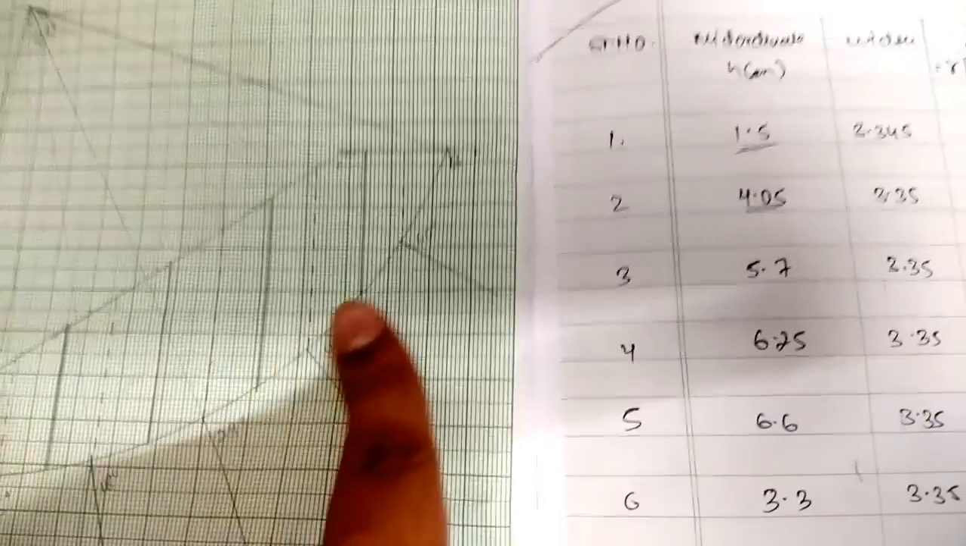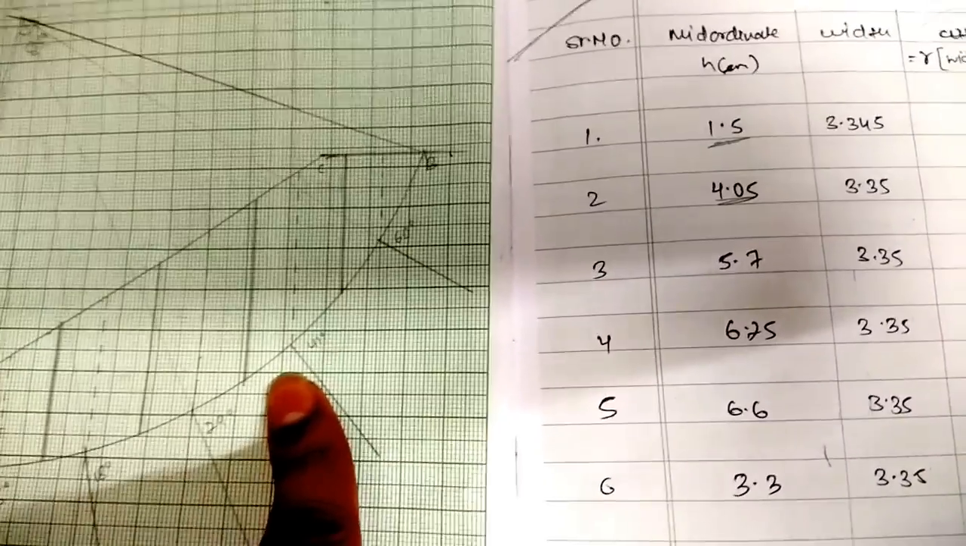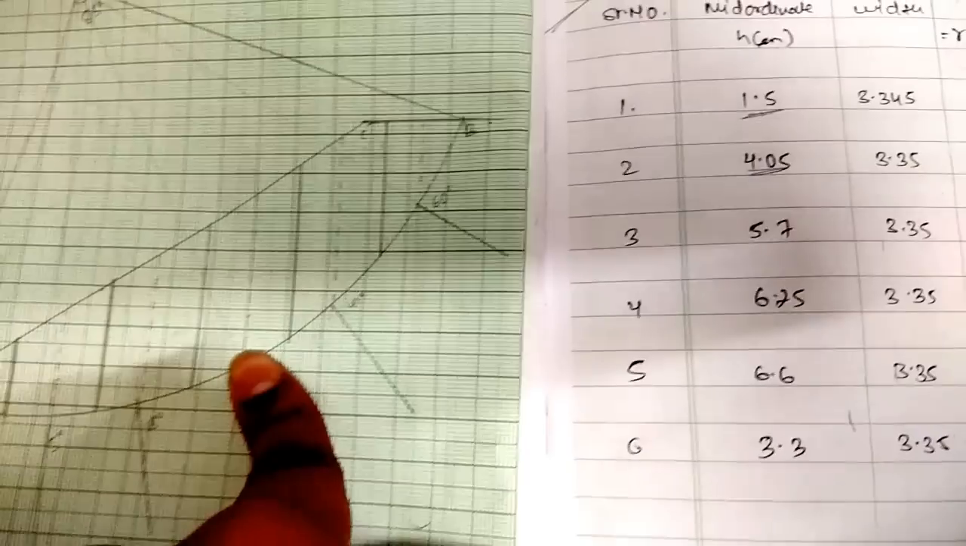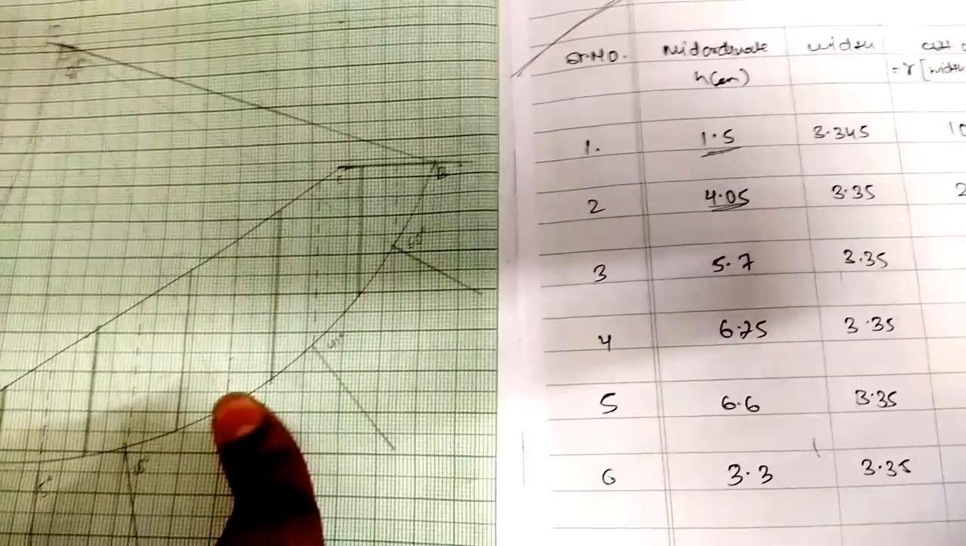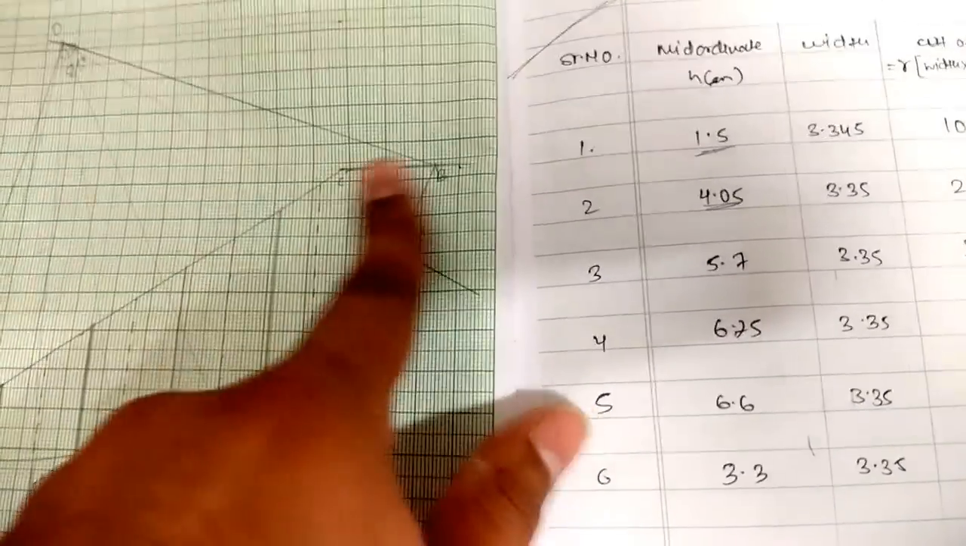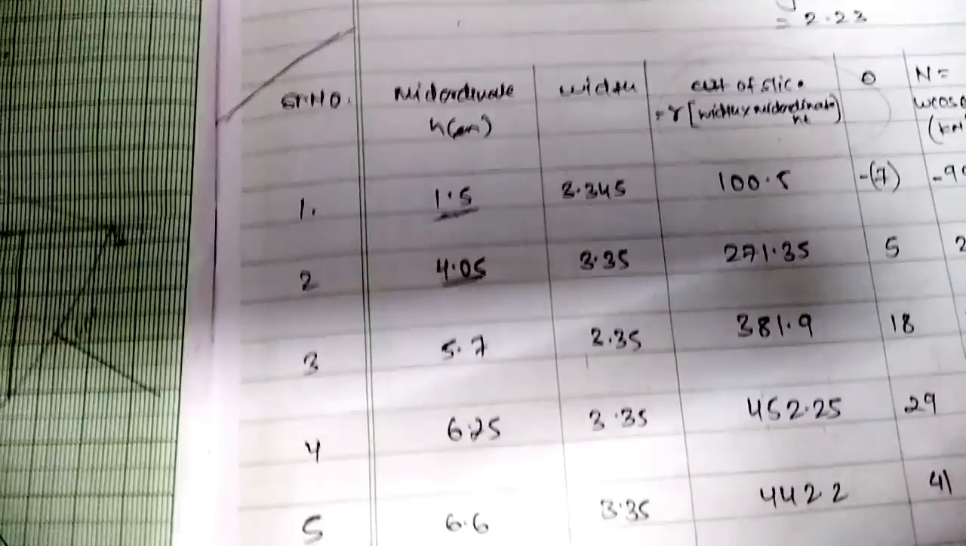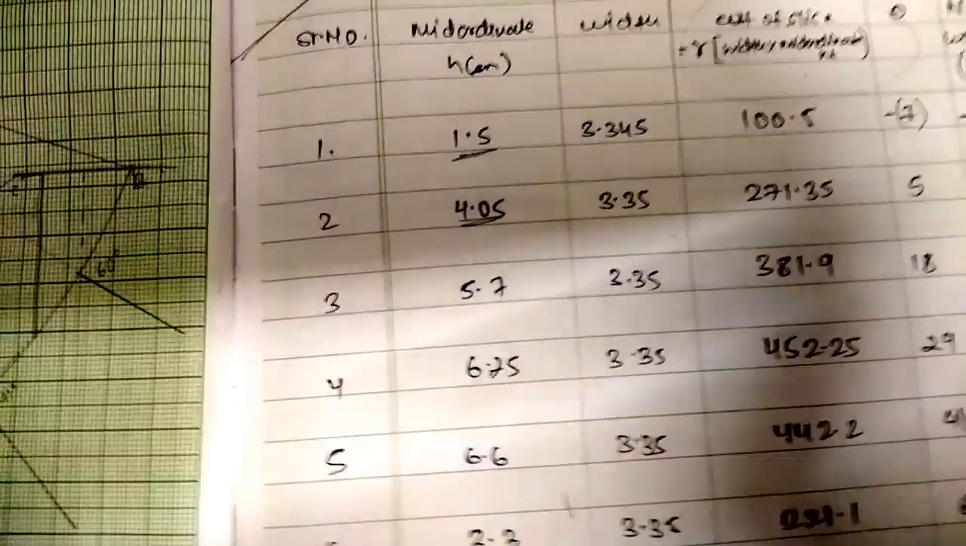The same procedure works for everything, but keep in mind that from the fourth slice onwards, the fourth slice would be the biggest, and the mid ordinate will start decreasing after the fourth slice because the area is smaller. So the fifth slice is 6.6, the sixth slice is 3.3. Now the width is 2.23, right? But keeping in mind your scale is 1.5, 2.23 into 1.5, you'll get 3.345, which I have rounded off over here as 3.5, 3.5, 3.5.